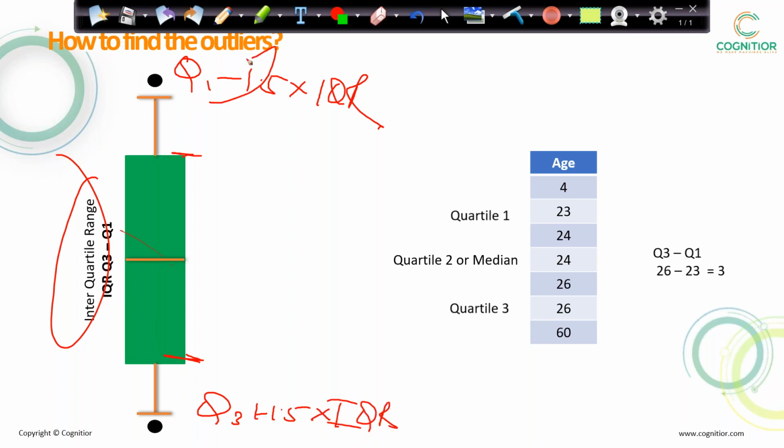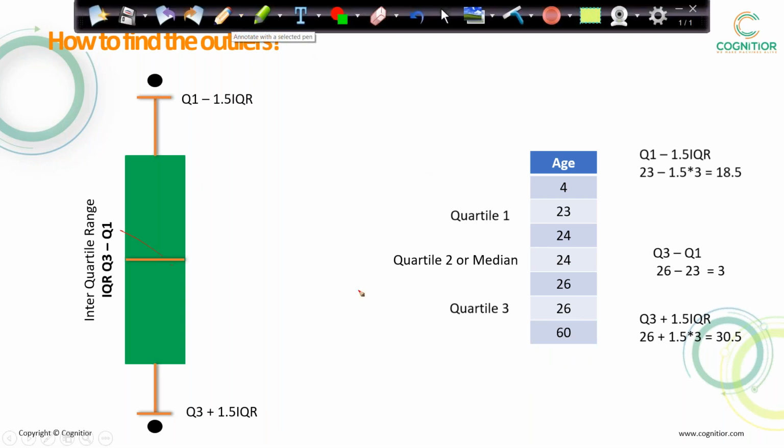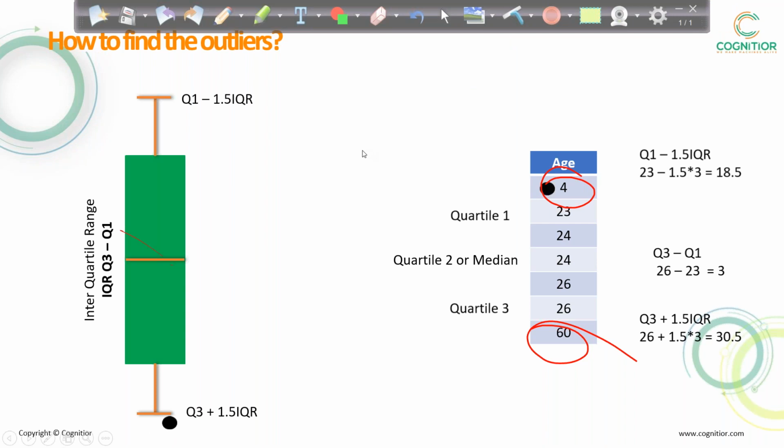Any value which is less than this is an outlier. Any value which is greater than this is an outlier. Let's do the calculation. You can see that here is the calculation. Any value which is less than 18.5 is an outlier, and any value which is greater than 30.5 is an outlier. So basically, these are my outliers, right?